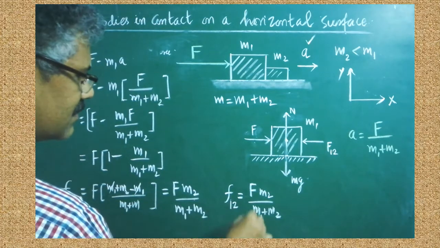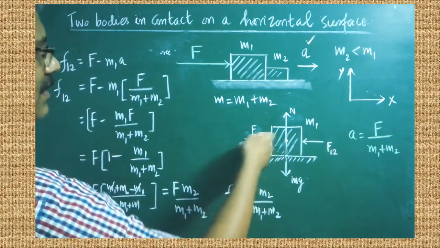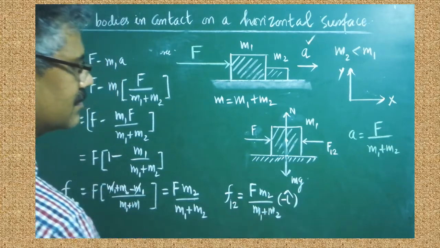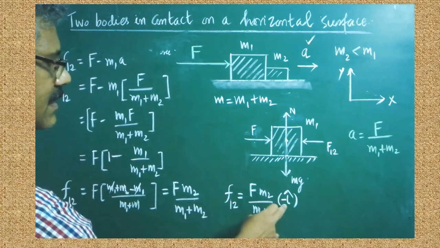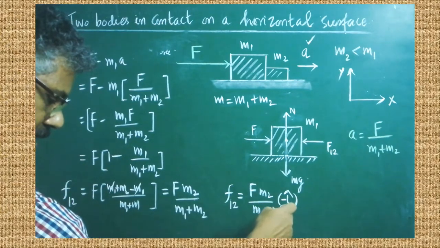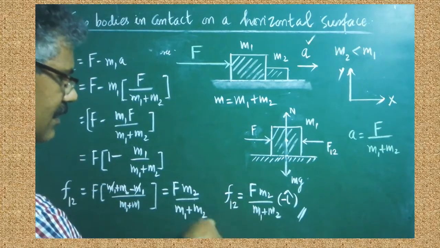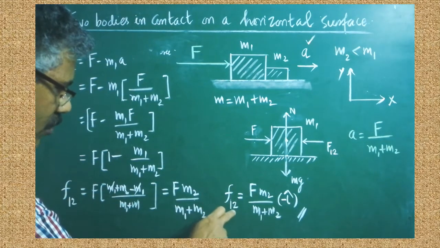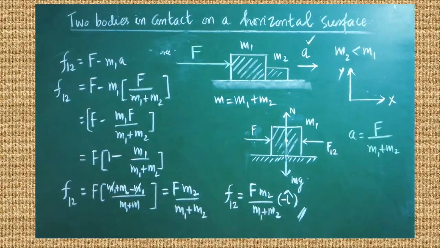We will see in which direction this one is acting. Look at the diagram. F12 is acting along the negative x-axis. Therefore, we have to write minus i cap here. Minus i cap must be written. Are you clear? So this expression is a very important one. So now I have found F12. Like that, we have to find F21 also. Now we have found F12. Like that, we have to derive the expression for F21. Okay.